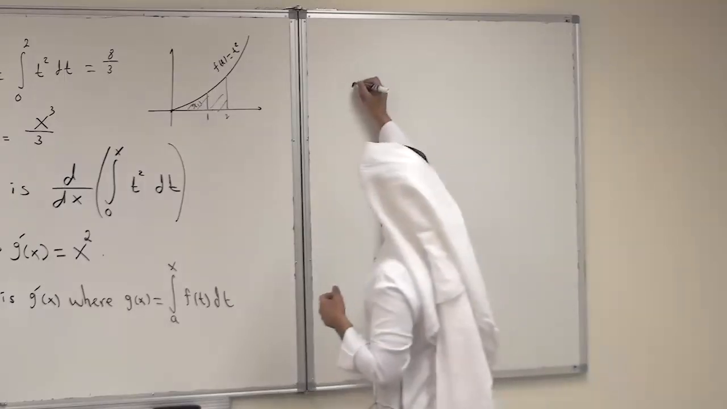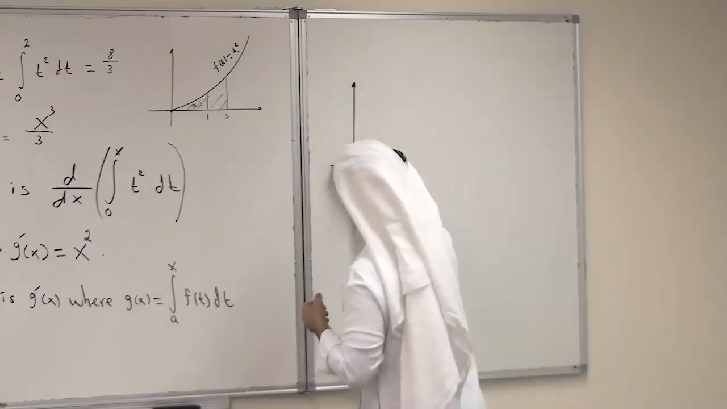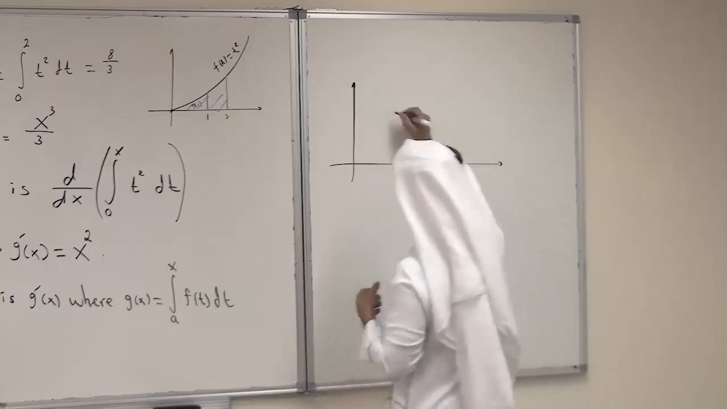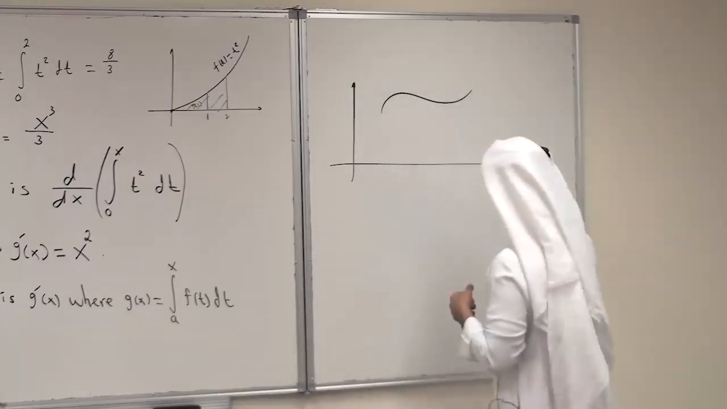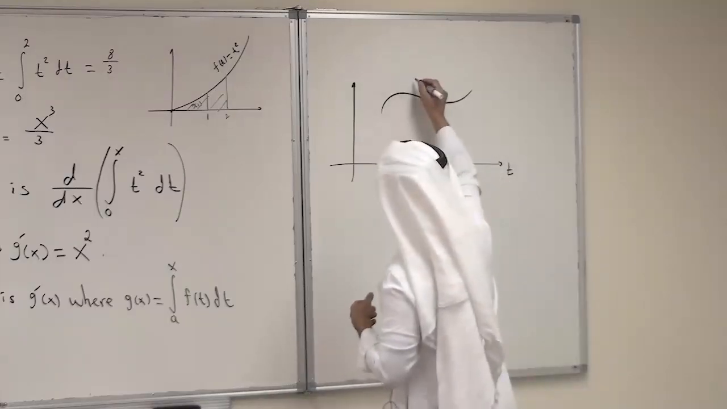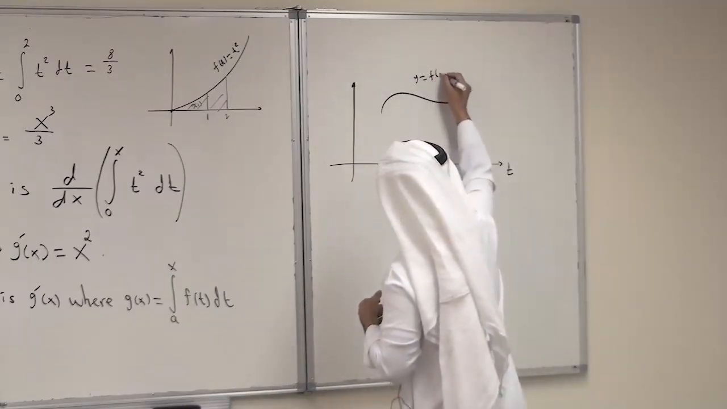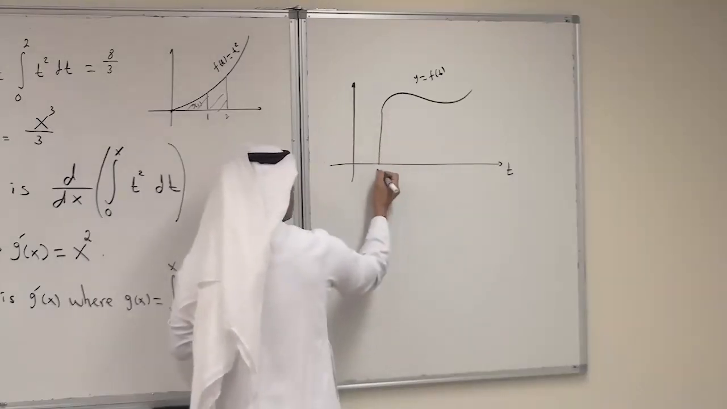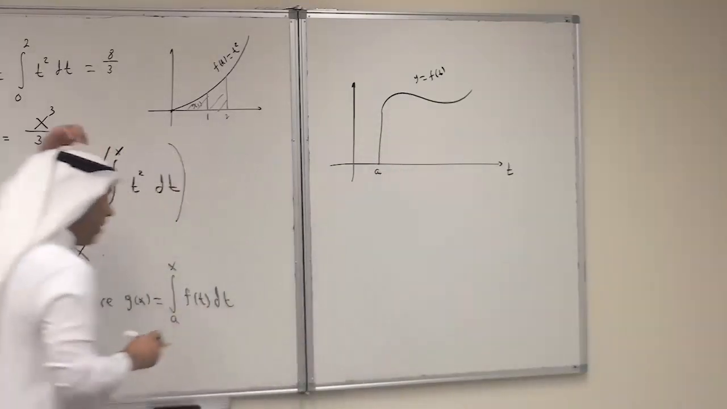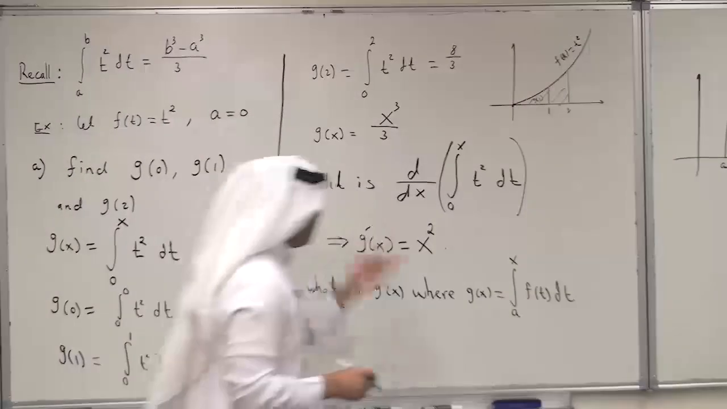Again, let us look at it from the geometry here. We have f of t, something like this. This is y equal to f of t. Assume this is t and this is f of t. Now, if I specify a to be somewhere here at the beginning, what is the meaning of the derivative of this function?